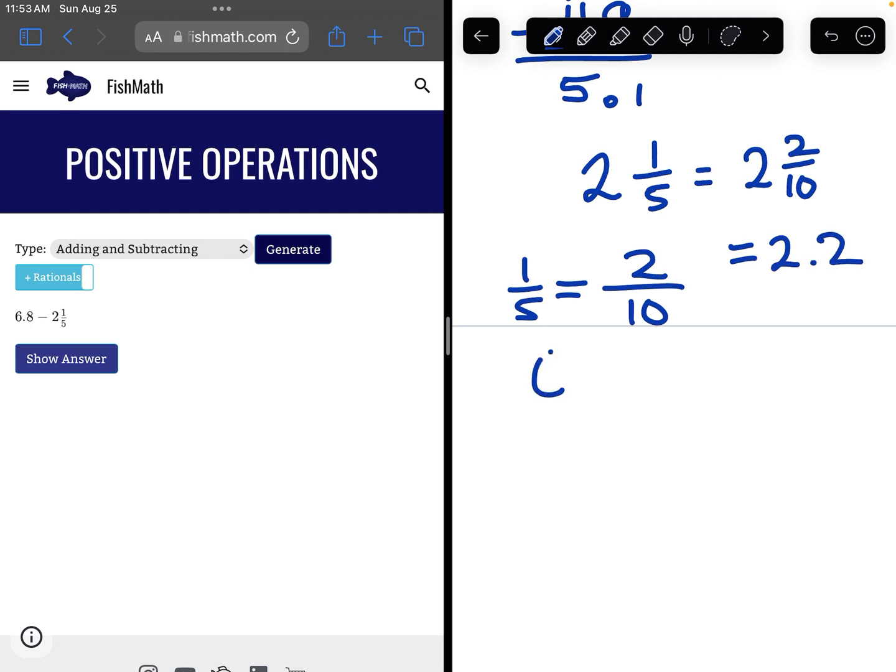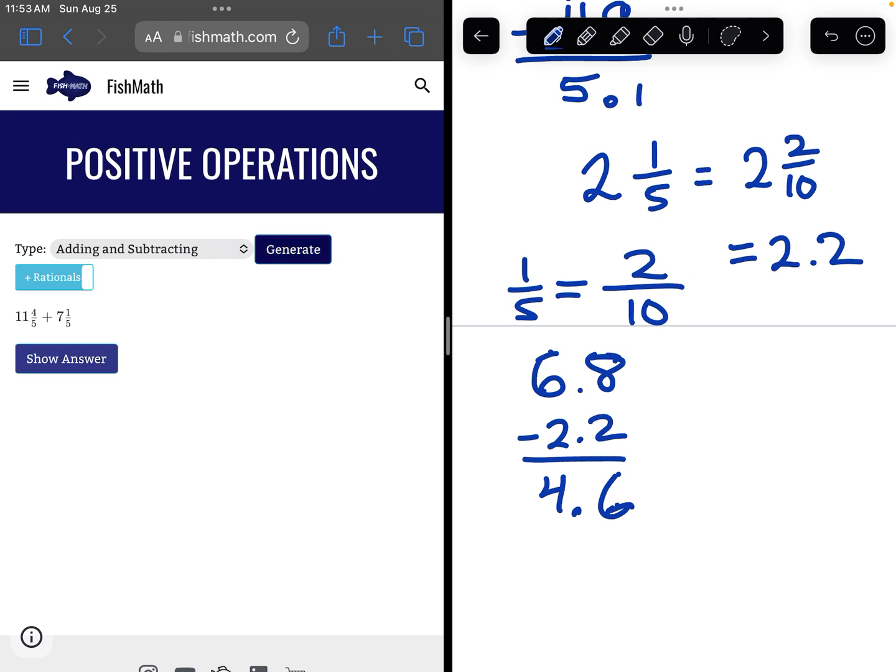So now we can just easily stack these up. 6.8 minus 2.2. And then again, just subtract like you normally would. Because your decimals are lined up correctly, we can just subtract down. So this would be a 6, this would be a 4. So our answer is 4.6, which makes sense. A little bit bigger than 6 minus a little bit bigger than 2 should be a little bit bigger than 4. So 4.6, or we can call that 4 6/10 or 4 3/5.